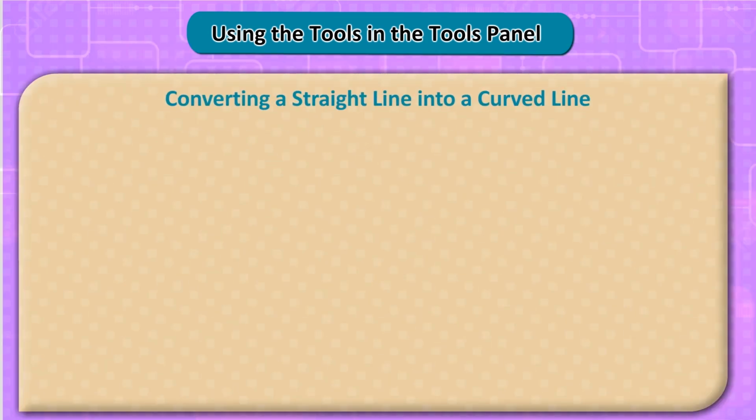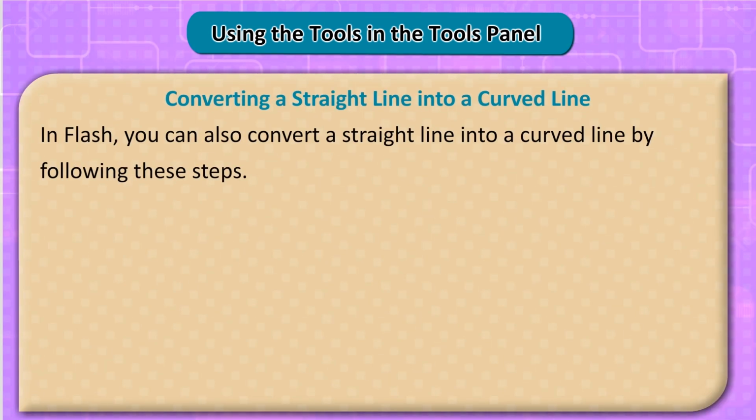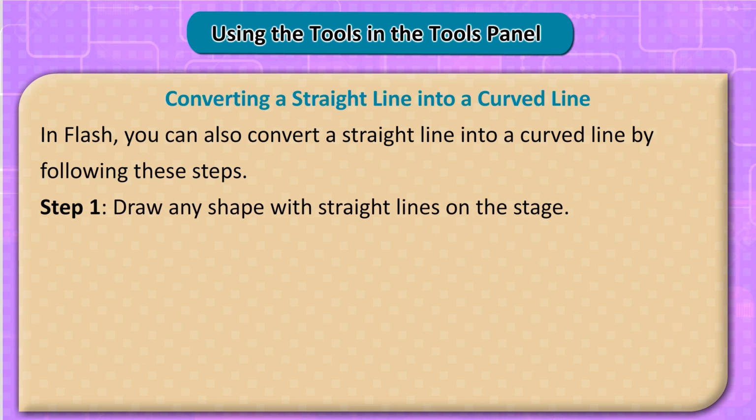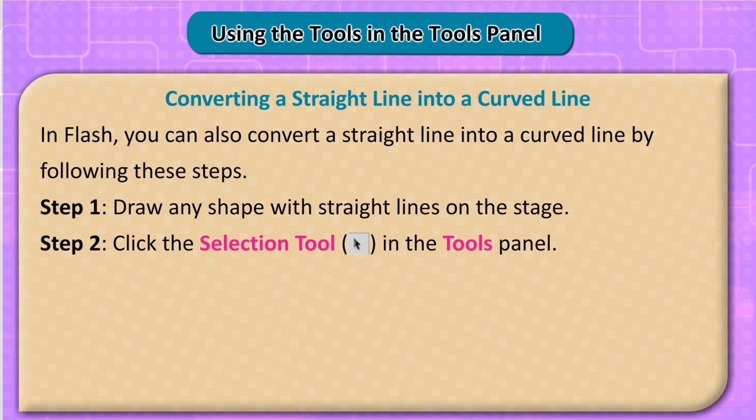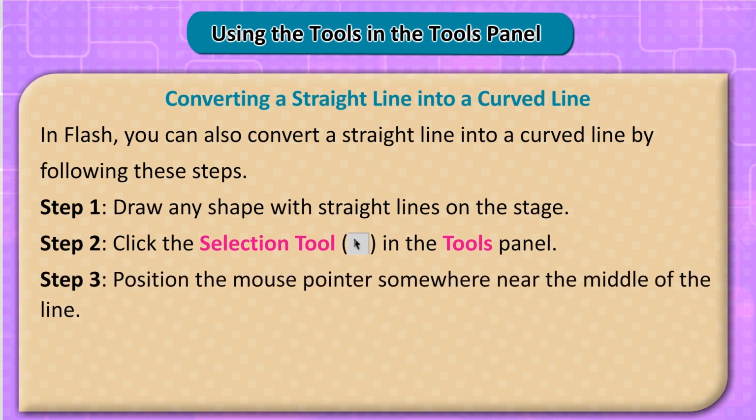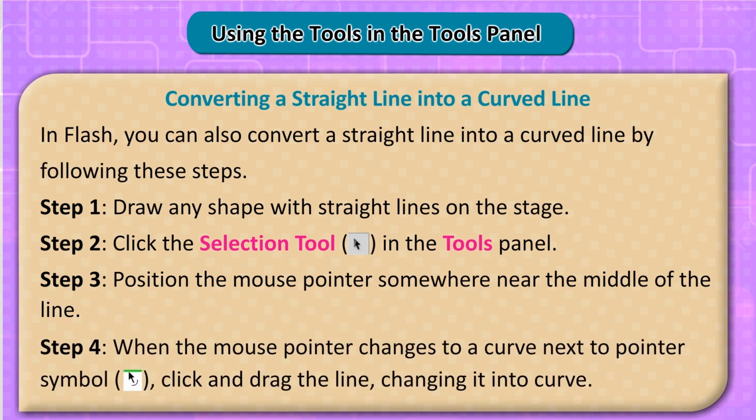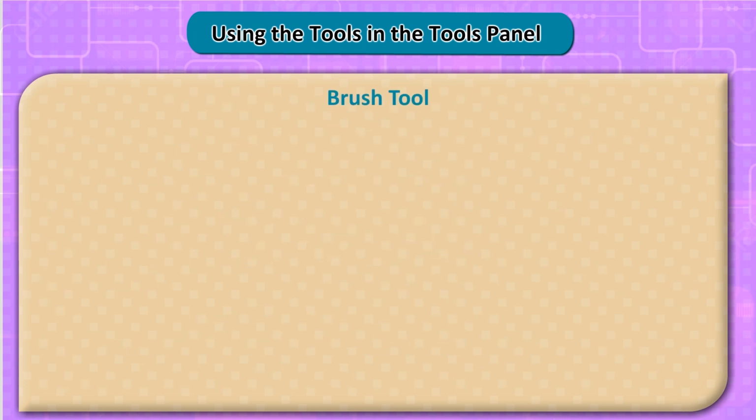Converting a straight line into a curved line. In Flash, you can also convert a straight line into a curved line by following these steps. Step 1. Draw any shape with straight lines on the stage. Step 2. Click the Selection tool in the Tools panel. Step 3. Position the mouse pointer somewhere near the middle of the line. Step 4. When the mouse pointer changes to a curve next to pointer symbol, click and drag the line, changing it into a curve.